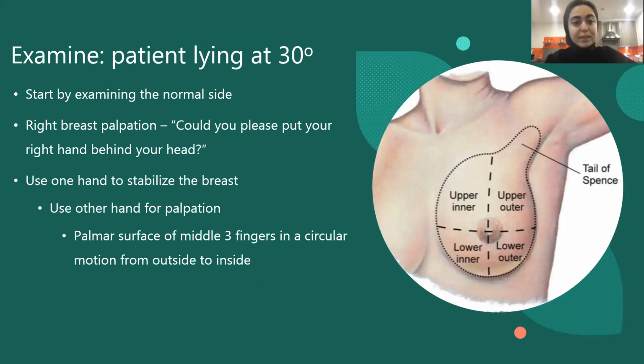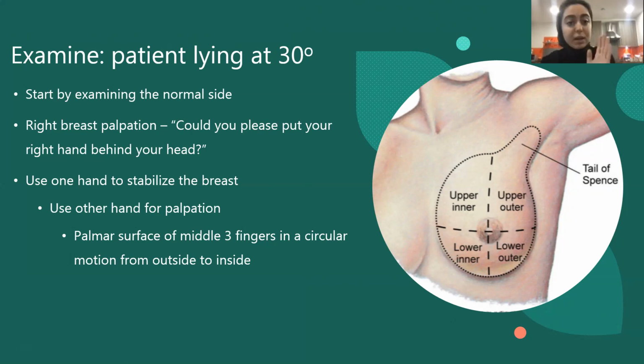Next, you ask the patient to sit comfortably, put their legs up on the bed, and relax their back against the bed at 30 degrees. You always start with the normal side, or the side that does not have any problems. Let's say you want to start with the right side. You ask them to put their hand behind their head and relax. This shows the tail of Spence or makes it more accessible to you for examination.